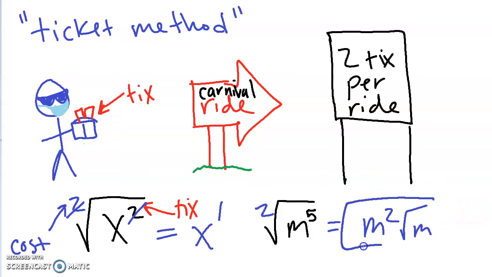So this is an example of the ticket method, where we ask ourselves, how many tickets do we have? How many tickets does it cost? This guy can ride the ride, and this guy stays home.